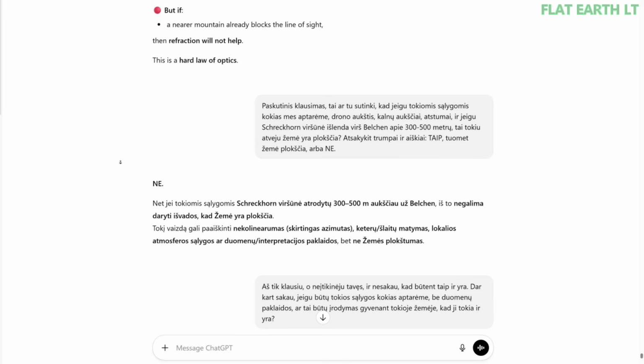Last question. Do you agree that if, under the conditions we discussed, the drone altitude, the mountain elevations, the distances, and if the summit of Schreckhorn appears above Belchen by about 300 to 500 meters, then in that case the Earth is flat? Answer briefly and clearly. Yes, then the Earth is flat, or no.